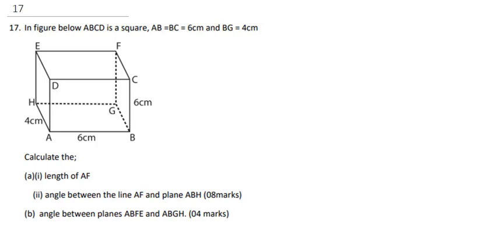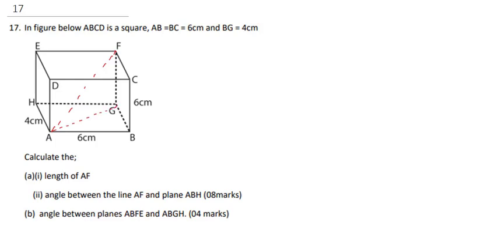So question 17 says, in the figure ABCD is a square, where AB is equal to BC, which is equal to 6 cm, and BG is equal to 4 cm. Calculate the length of AF. Now, in order for you to find AF, I want you to know that this is AF. So you can see the line AF.